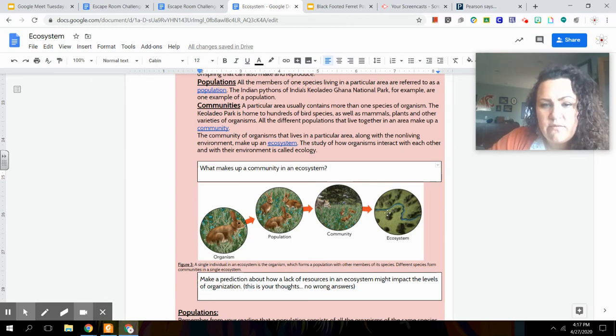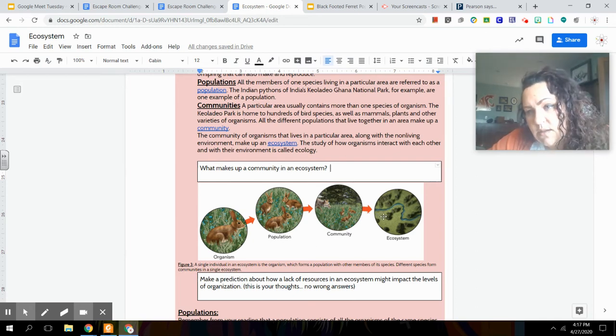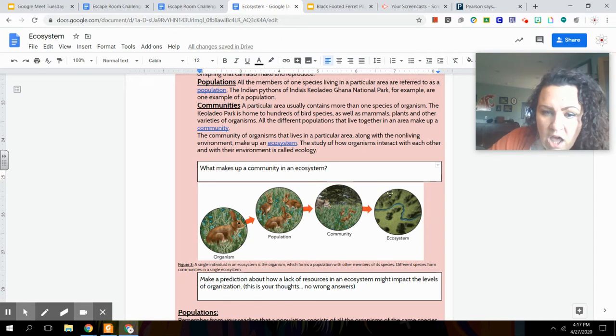So real quick, this graphic is showing us the breakdown in an ecosystem. You have an organism, one species. You have a group, a population of that species. It moves on to a community, which is all the living things that interact with each other, all the way to an ecosystem, which is the living and non-living things that interact with each other in that region. All right, let's keep moving on.